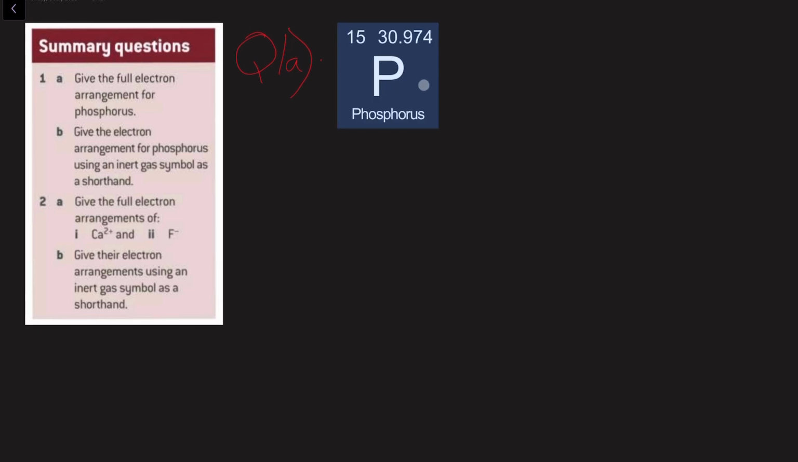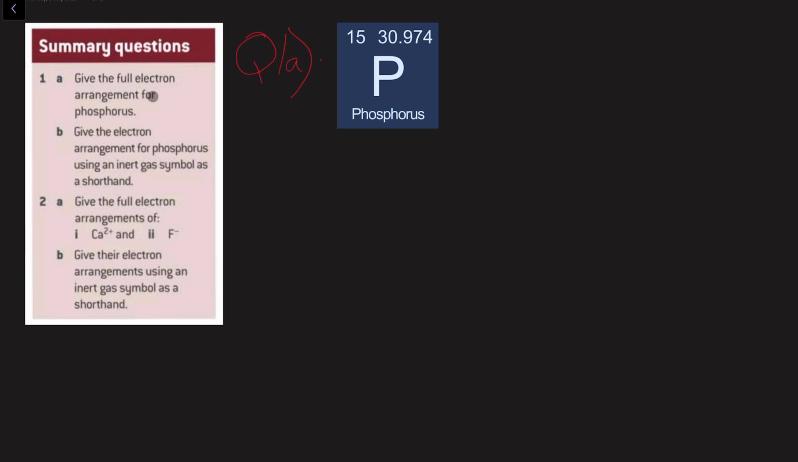So the first question says, give the full electron arrangement for phosphorus. In order to do this, we need to know how many electrons one phosphorus atom contains. So I'll just import the chemical symbol and show you how it looks. So this is the chemical symbol of phosphorus, and then this is obviously the atomic number and the mass number. We're interested in the atomic number because that gives us the number of electrons. So a phosphorus atom contains 15 electrons.